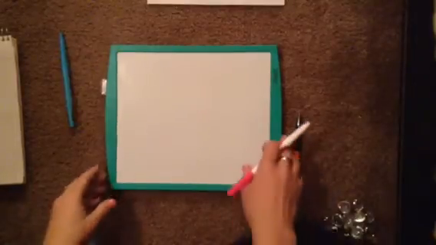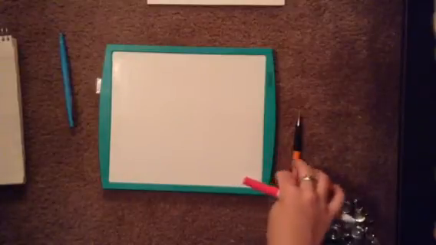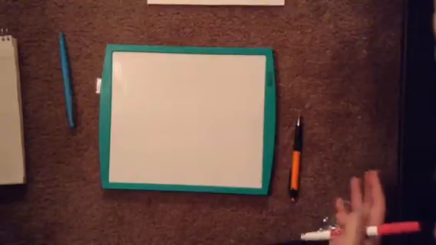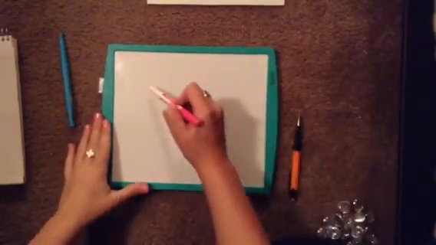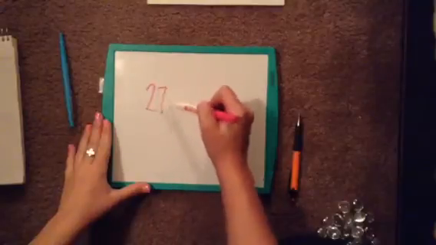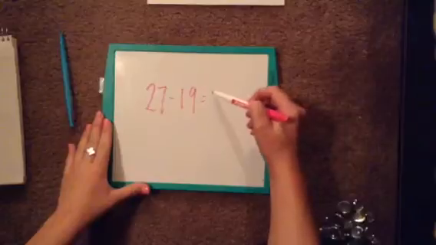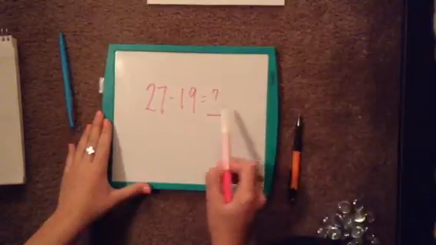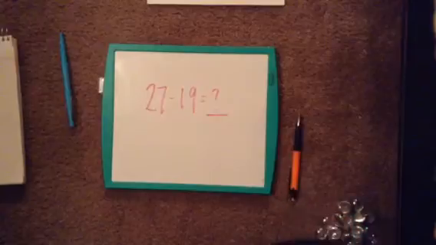So today we're going to work on subtracting double-digit numbers. And I know that sounds a little intimidating, but I promise there's an easy way. We're going to work through it, and we're going to find ways to solve these problems. Okay, so our equation is going to be 27 minus 19 equals question mark. We're going to try and figure out what 27 minus 19 equals. And there's various ways we can do that.